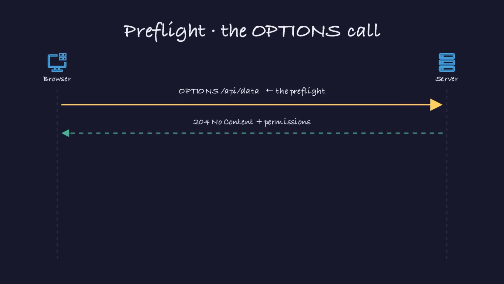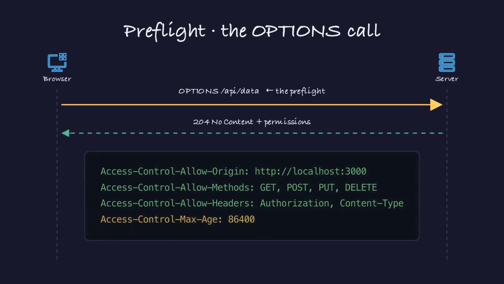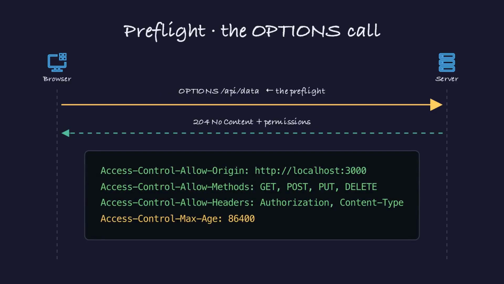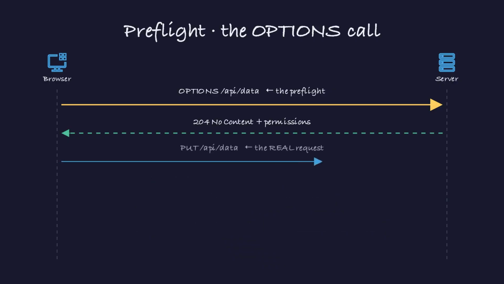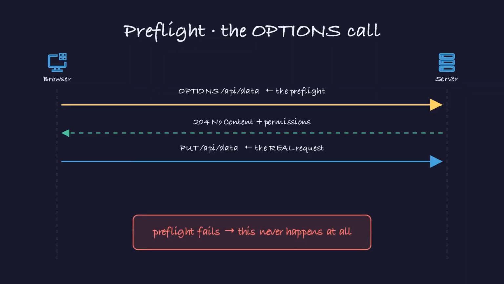The server answers with its permissions: which origin is allowed, which methods, which headers, and how long this answer stays valid. The browser reads that and checks, is my origin allowed? Is PUT in the allowed methods? Is Authorization in the allowed headers? If everything checks out, the browser then sends the real request. If not, it blocks it, and you see a CORS error in your console.